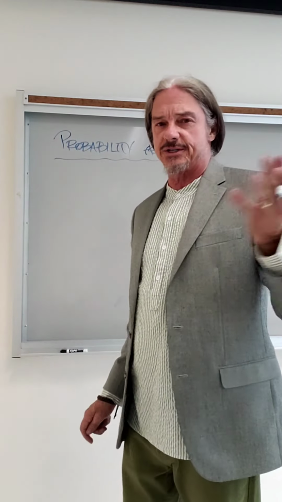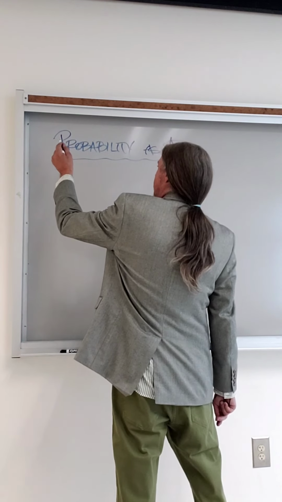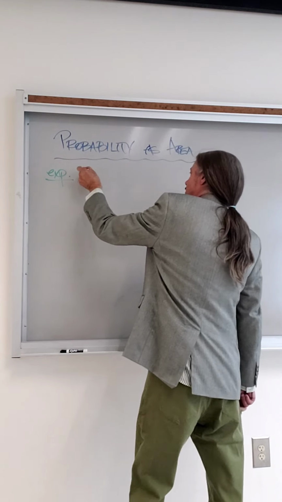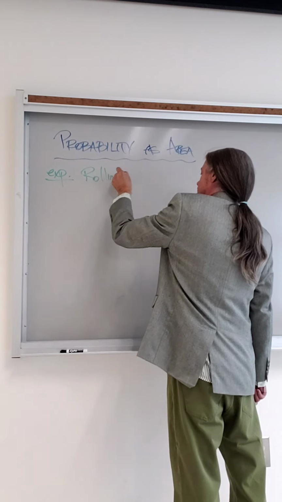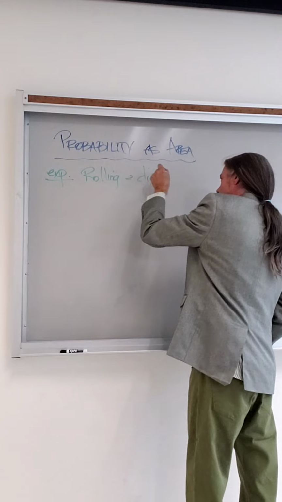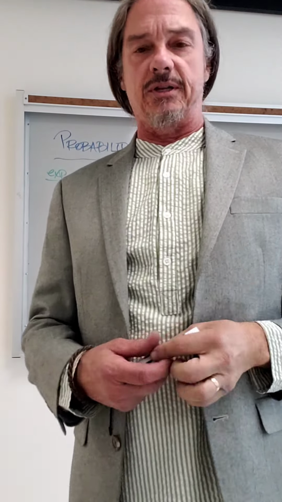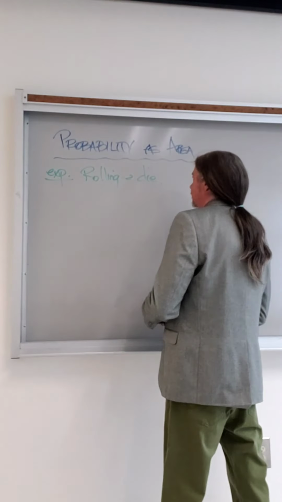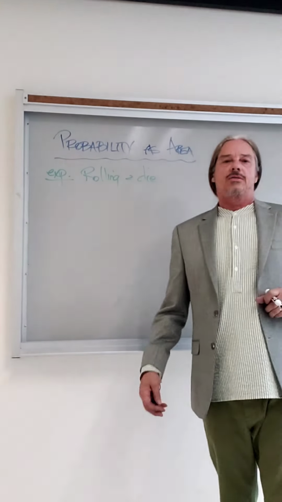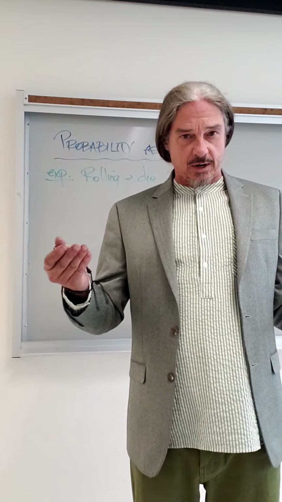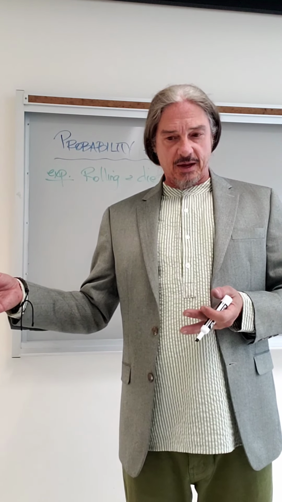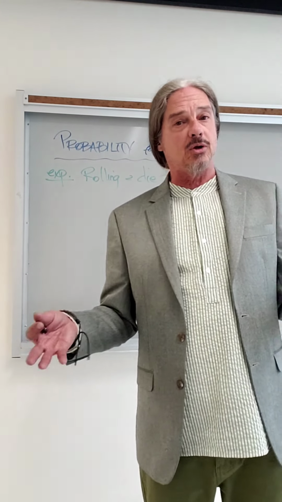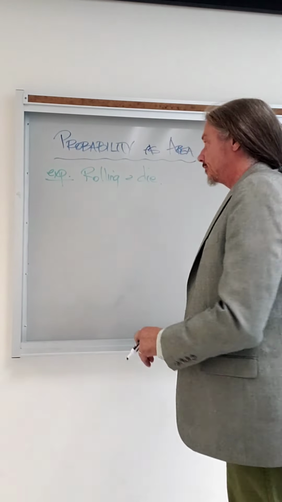So let's just look for a second. Consider the experiment rolling a die. It's so light, I don't know if you can see that. I'll use black. Rolling a die. There are 6 possible outcomes, right? 1, 2, 3, 4, 5, 6. If we were to graph that as a frequency graph, it would look something like this.